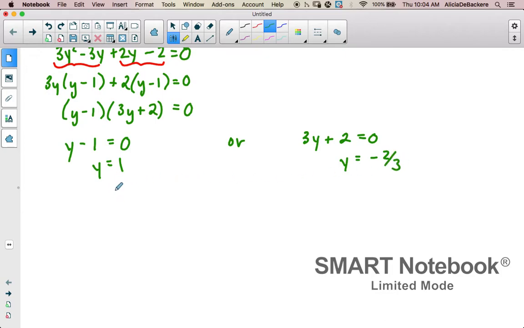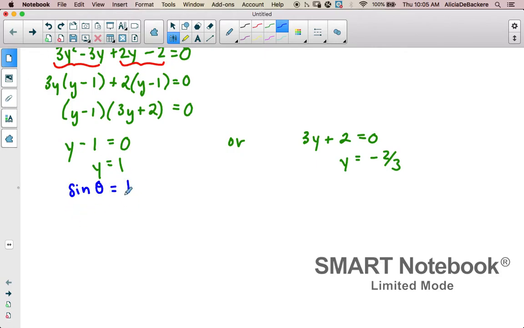All right, so now I've solved for y, but I need to remember that the question actually asked me to solve for theta. And y is equal to sine of theta. So sine of theta is equal to 1. So I'm coming back to the real question now.